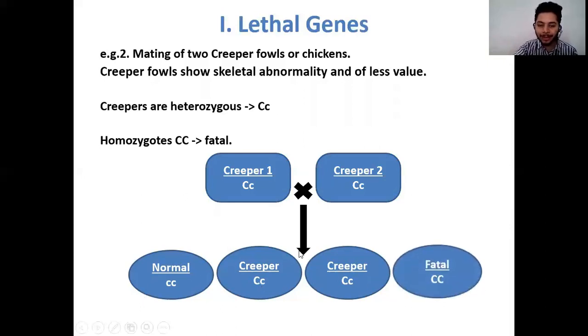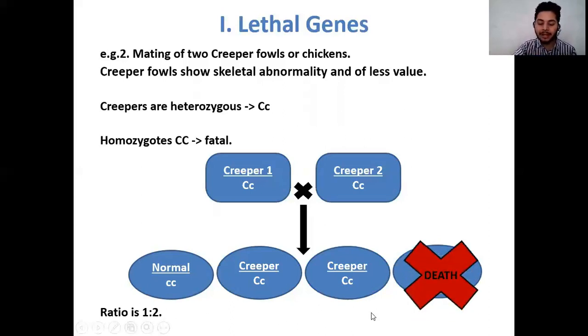And the third one that you get is a homozygous dominant genotype, and that is going to be fatal because the lethal gene is present in homozygous dominant condition. So once again, you see that the phenotypic ratio that you obtain in the F1 generation is 2:1, because the fatal individual is again going to die. So always remember that for lethal genes, the phenotypic ratio is always going to be 2:1.